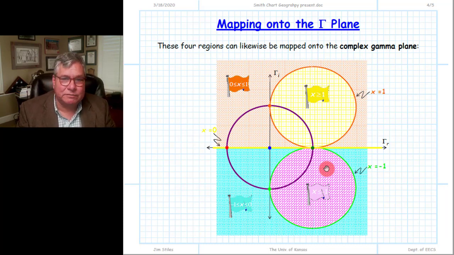We find for each of these four regions, there's a portion inside the unit circle, inside the valid region, and a portion outside the unit circle, in the invalid region. That's true for the yellow region, outside and inside, the orange region, outside and inside, the blue region, outside and inside, and then finally this pink region, outside and inside.